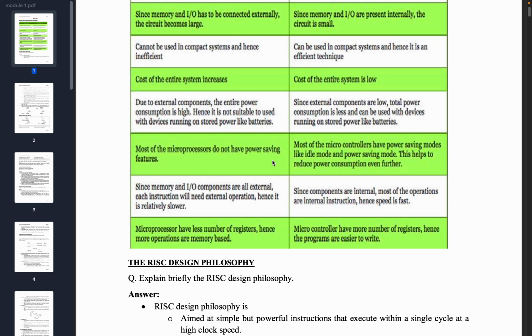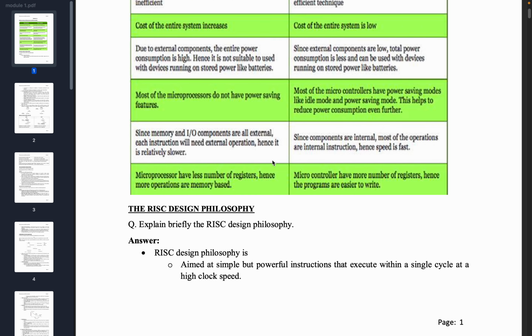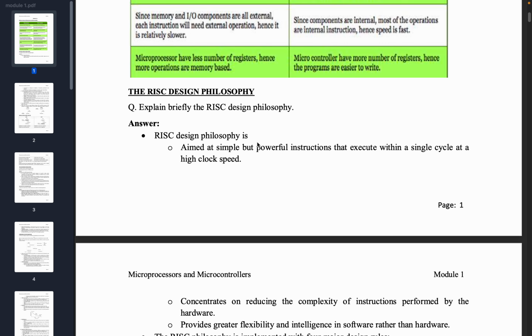Then let us go through the RISC design philosophy, which we consider with a RISC diagram. First we have to discuss what the RISC design philosophy is. It aims at simple but powerful instructions that execute in a single cycle with a high clock speed. That is the first point, and it is one of the important ones.